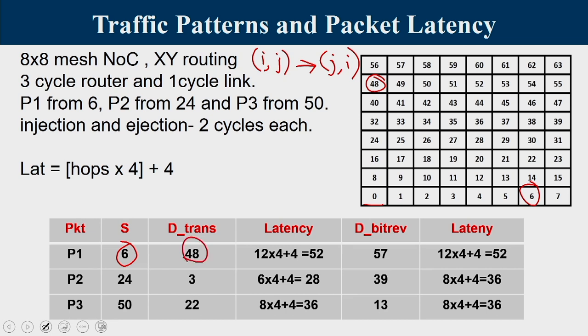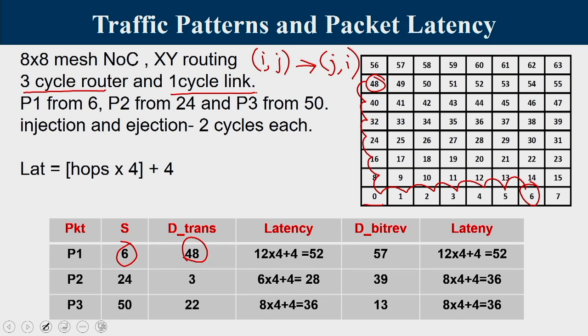Now what's the peculiarity? From 6 to 48, it takes 1 hop to reach 5. So 2 hops, 3, 4, 5, 6, 7, 8, 9, 10, 11, 12. It will take 12 hops from 6 to reach 48. In each hop, we are going to take 3 cycles in the router and 1 cycle in the link. So a total of 4 cycles are needed to complete 1 hop.